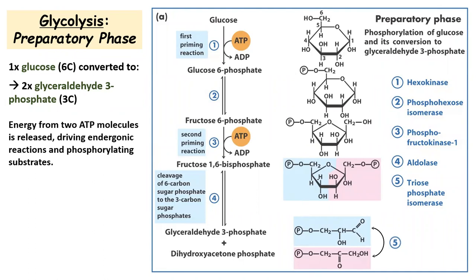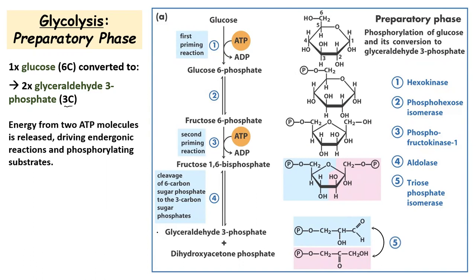So we are now looking at the preparatory phase of glycolysis. And overall, what we're going to achieve is to oxidize a glucose molecule to form 2 glyceraldehyde 3-phosphate molecules. So our glucose molecules contain 6 carbons, and our glyceraldehyde 3-phosphate molecules contain 3 carbons. You can see here that we have 5 chemical reactions that take place.